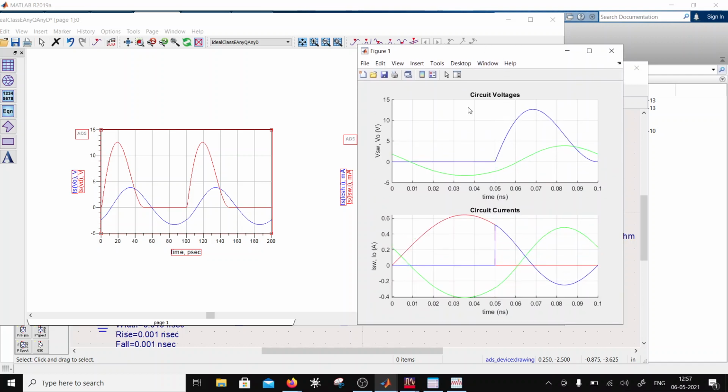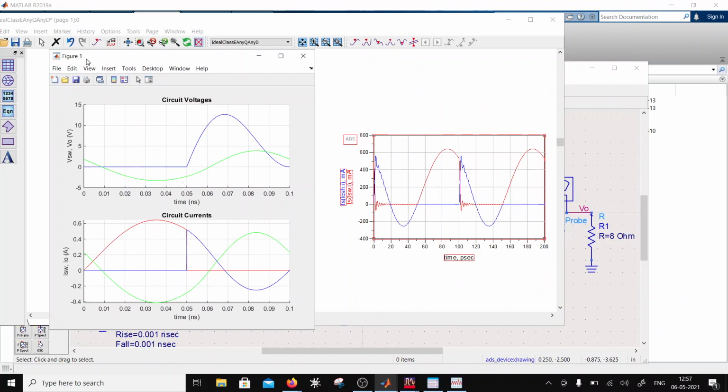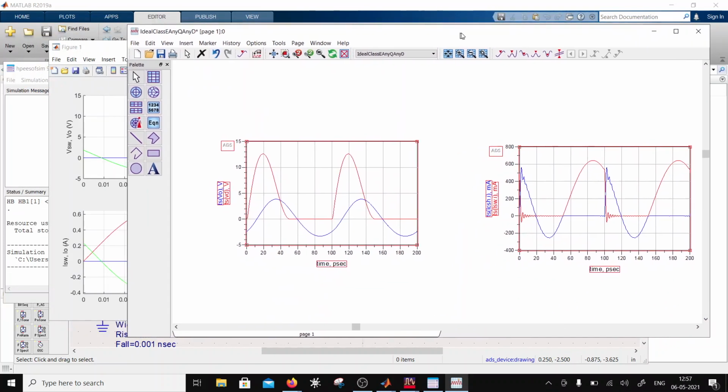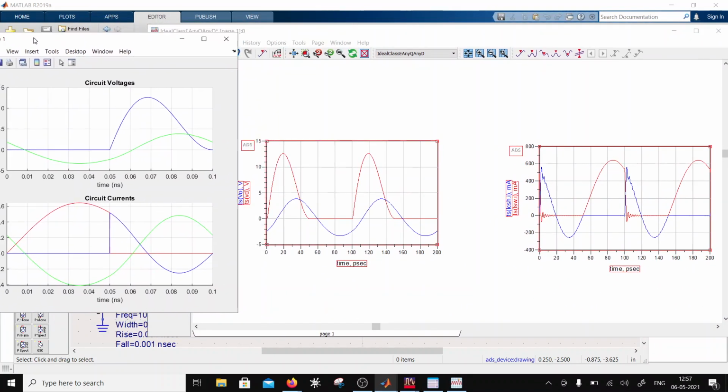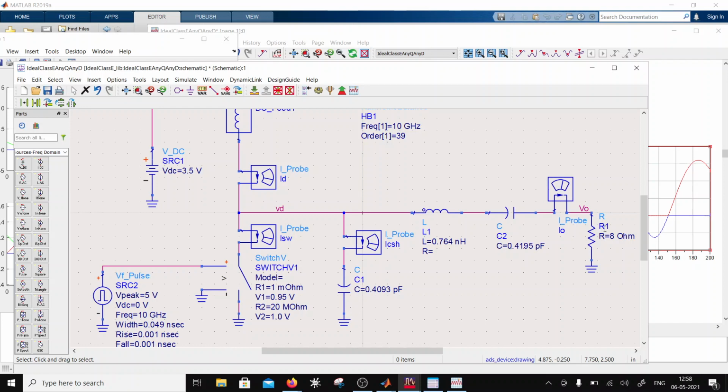So we are getting the same response here and here. You can compare this. So our code is basically accurate. You don't have to do any tweaking or anything. So the code for the class E design is accurate. Now let's look at the output power, right?